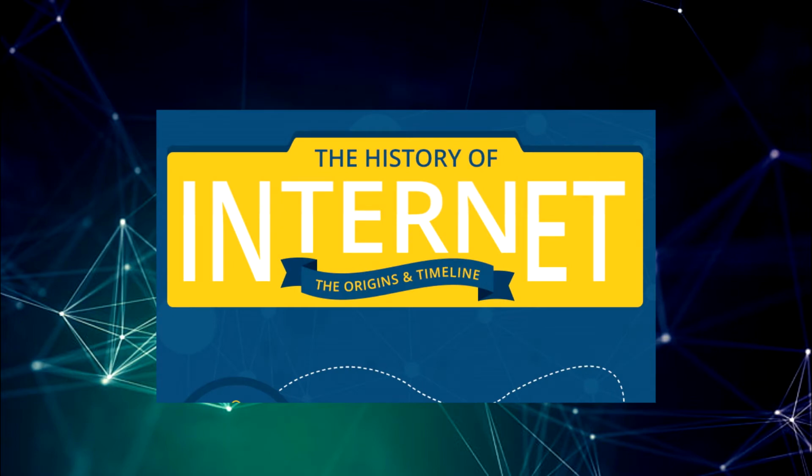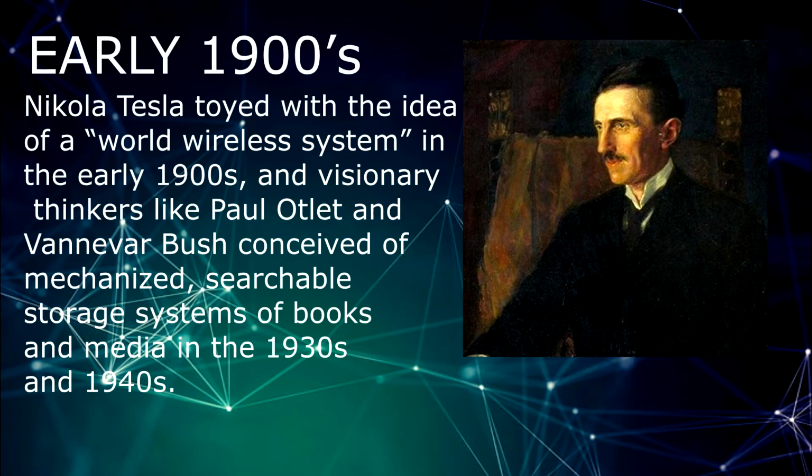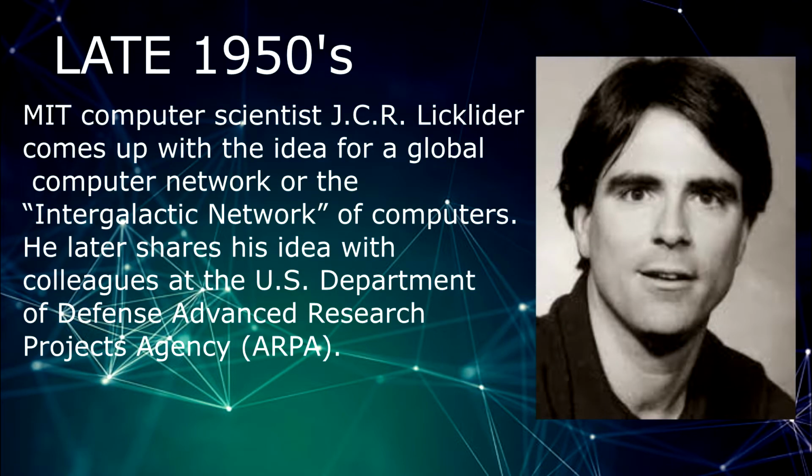History of the Internet. In the early 1900s, Nikola Tesla toyed with the idea of a world wireless system, and visionary thinkers like Paul Otlet and Vannevar Bush conceived of mechanized, searchable storage systems of books and media in the 1930s and 1940s. In the late 1950s, MIT computer scientist J.C.R. Licklider comes up with the idea for a global computer network, or the intergalactic network of computers. He later shares his idea with his colleagues at the U.S. Department of Defense Advanced Research Projects Agency, ARPA.